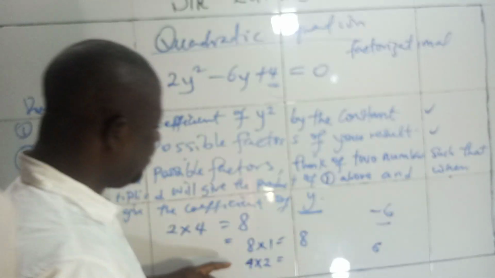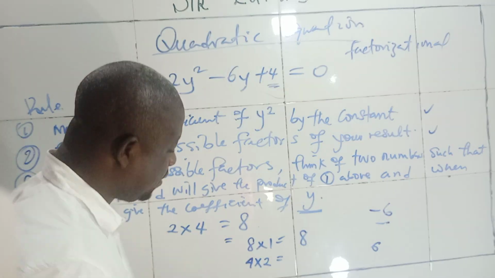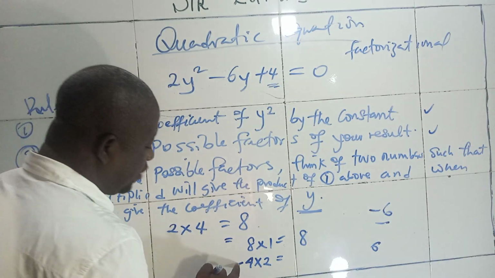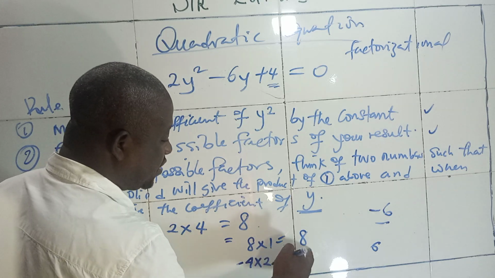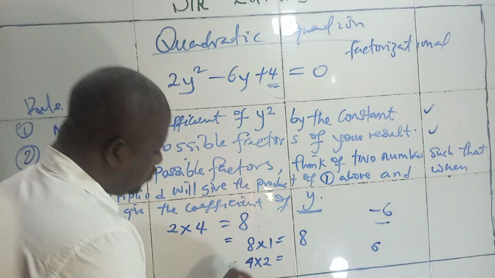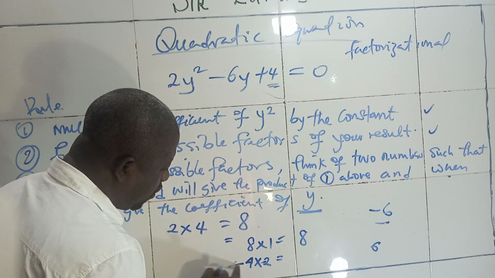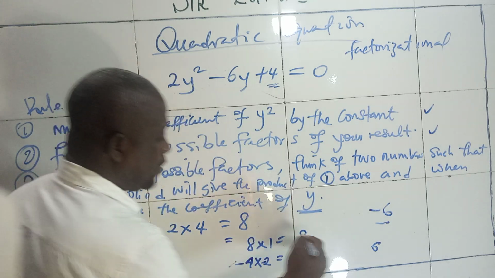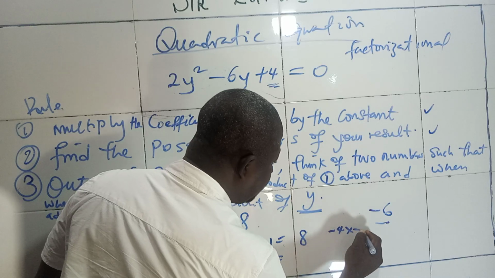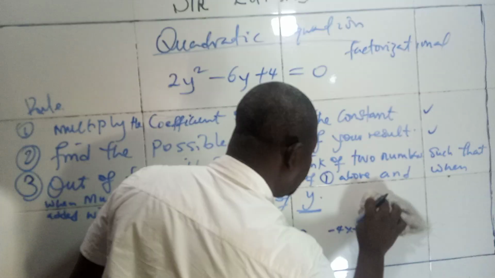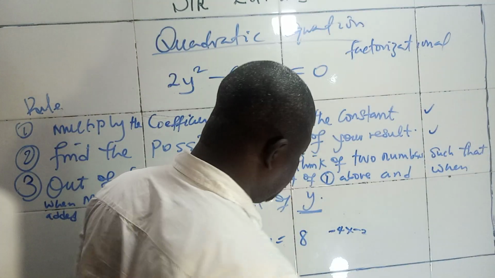You now start introducing sign. If I say minus 4 times 2, that is minus 8. It means that I can't use this. Let me put minus here. Minus 4 times minus 2.